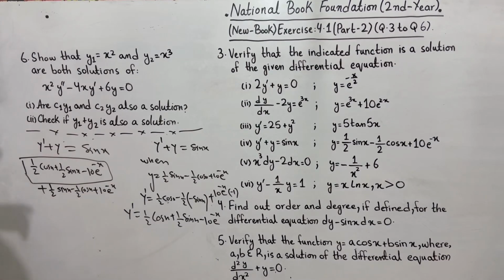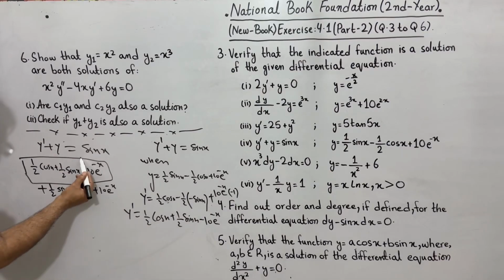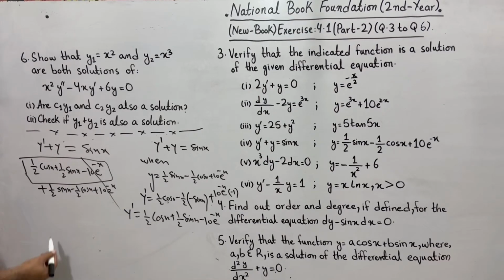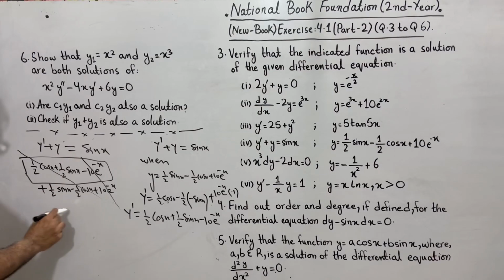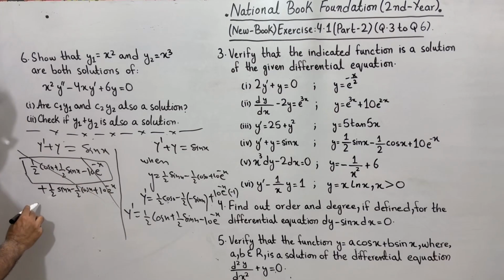Have a look. Negative and positive cancel out, as well as this cos cancels out. Half sine and half sine remains.